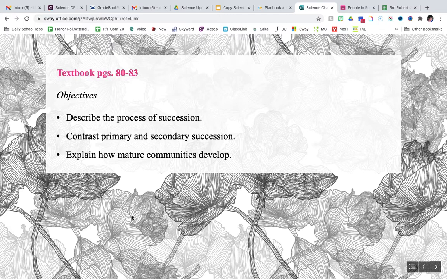There are 3 objectives for today's lesson that you should be able to do by the end, and they are: describe the process of succession, contrast primary and secondary succession, and explain how mature communities develop.